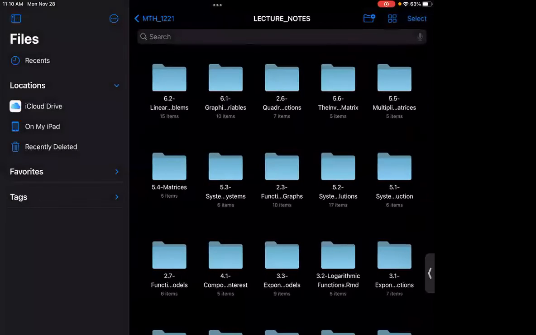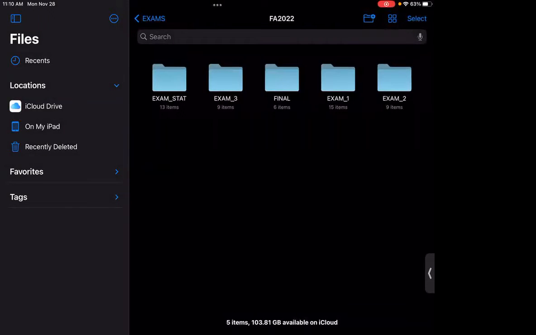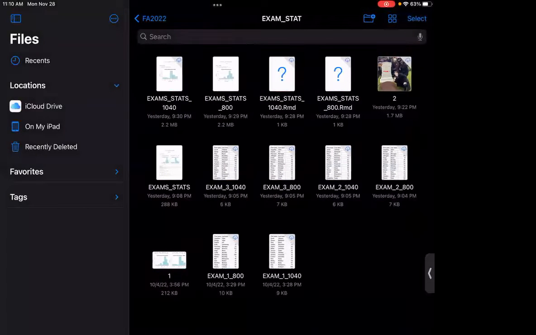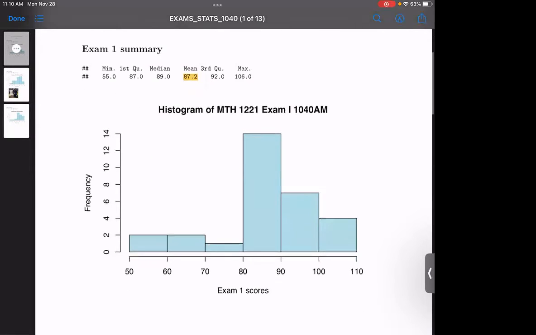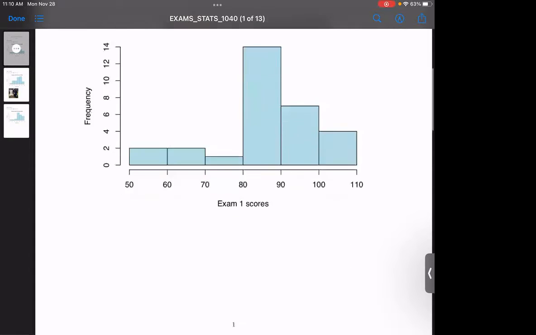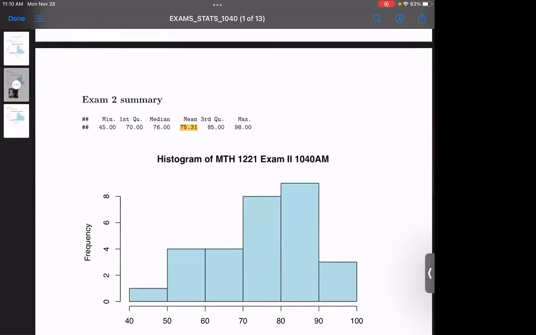Apparently you did very well on the exam. I'm very happy. So here is the average on exam 1, 87. And we have that shape, which I like, a lot of columns on the right. Here is your exam 2 average. Well, 75 is still good. The other class was 65. So you guys usually always do better.